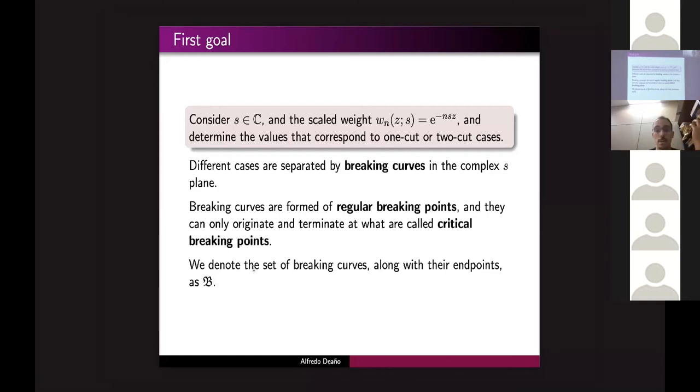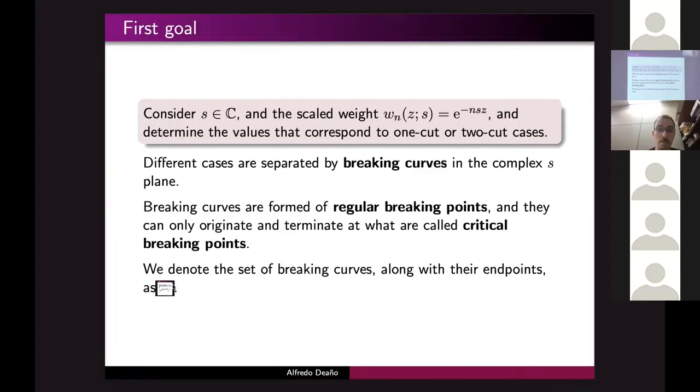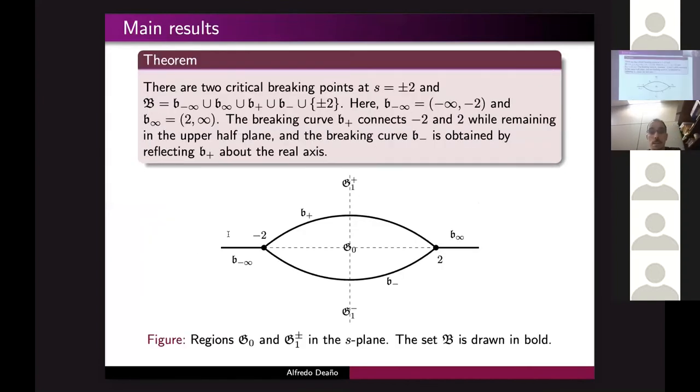So the first part of the problem was this geometric construction of what happens in the s-plane, where the breaking curves are and what kind of regions they define. We call this set of breaking curves B, mathfrak B. And then the first result is this structure. So you have two critical breaking points, we'll see what that means later, which are s equals plus minus two.